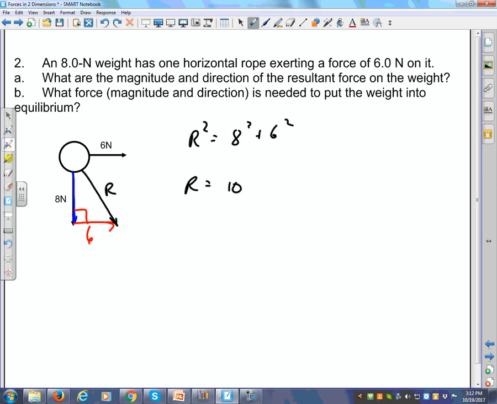So if that's 10, now this is, whatever this angle here is, right? What force, magnitude, and direction is needed to put the weight into equilibrium? The exact opposite. This is E. E is going to be 10 newtons in the opposite direction. E is equal to minus R. There are no directions here, so we can't come up with anything. We would just say 10 newtons in the opposite direction. Can we put negative 10? You could put negative 10, I suppose, sure.